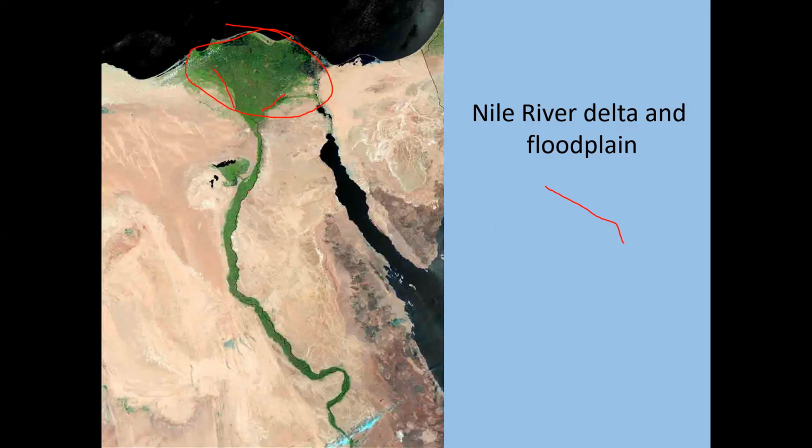So this is kind of the life's blood. This is where most of the farming takes place, and it's shrinking as a result of the sediment being blocked here behind the dam. So that's problematic. That's one of the problematic things with building dams.